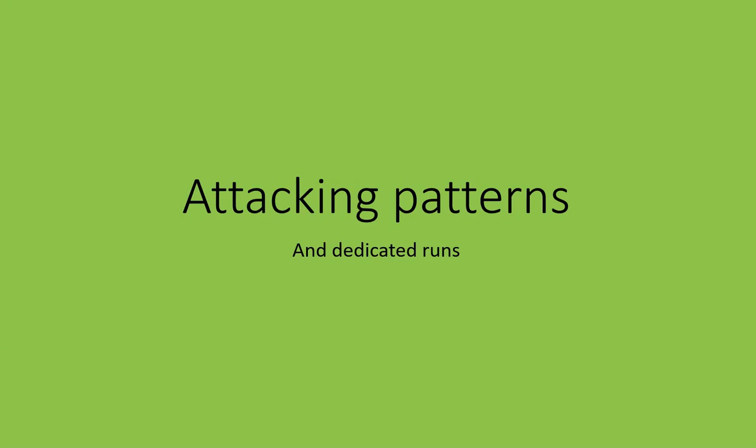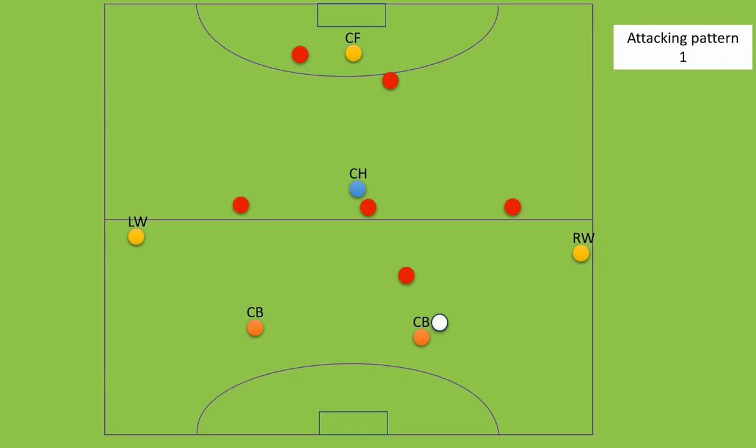Hi everyone, in this video we're going to have a look at the 7-a-side attacking patterns in hockey, and we're going to have a look at some of the dedicated runs I would expect to see from certain roles. So let's start by looking at attacking pattern 1. We're going to have a look at 4 of these. Number 1 has got a slight variation on it as well.